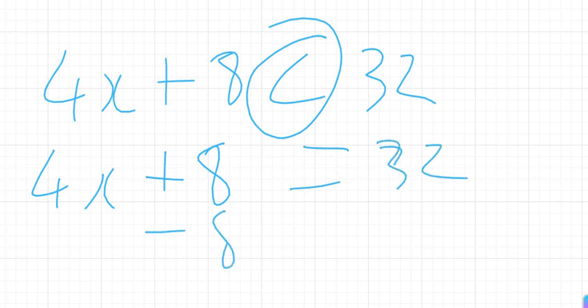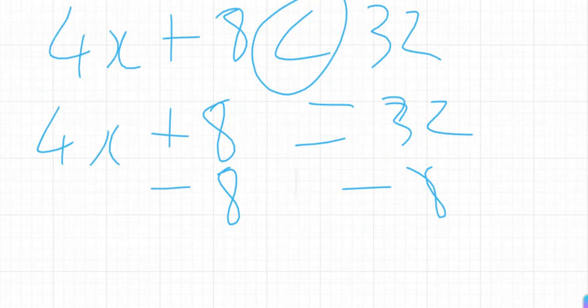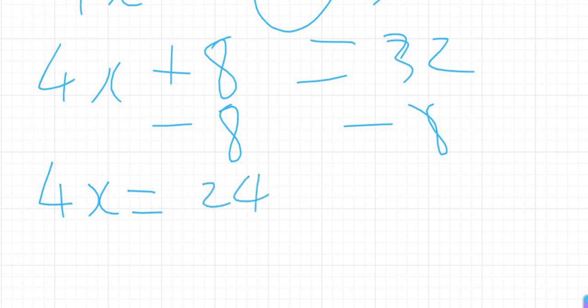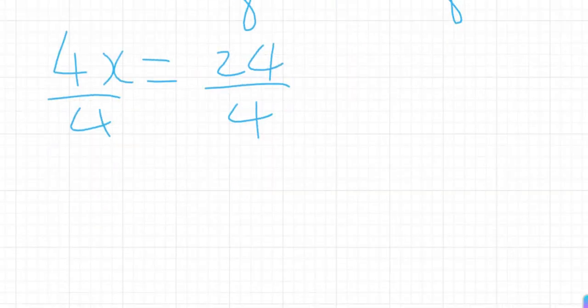And we just make x the subject, because that's what we want. We want to find the value of x, so x must be by itself. If we take away 8 from 32, we get 24. And if we divide both sides by 4, we get 6. So x is equal to 6.